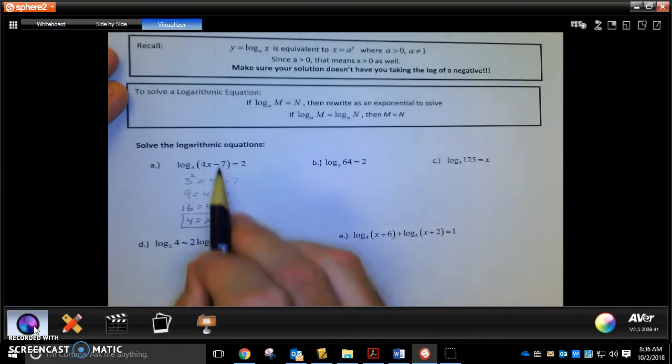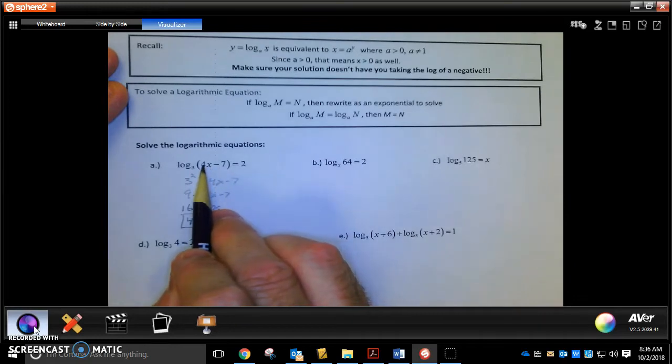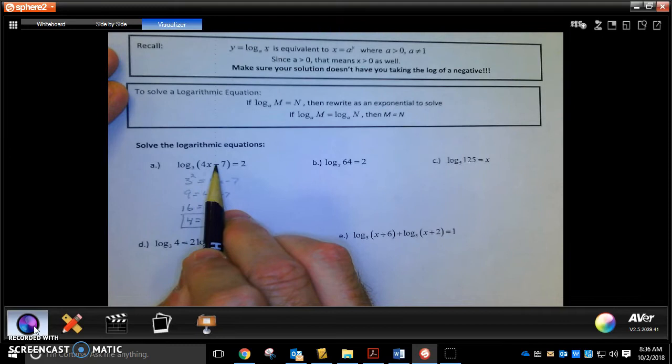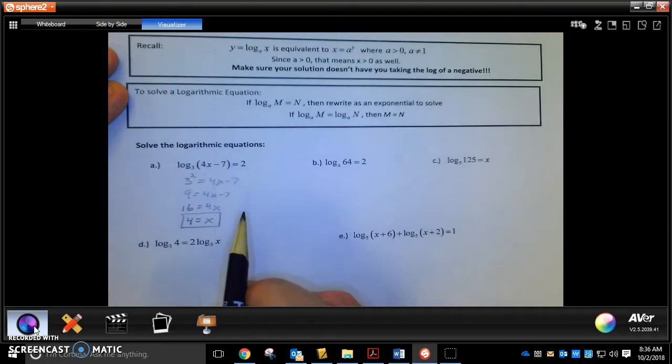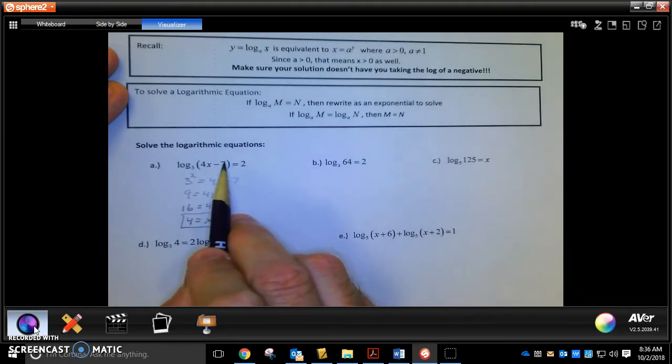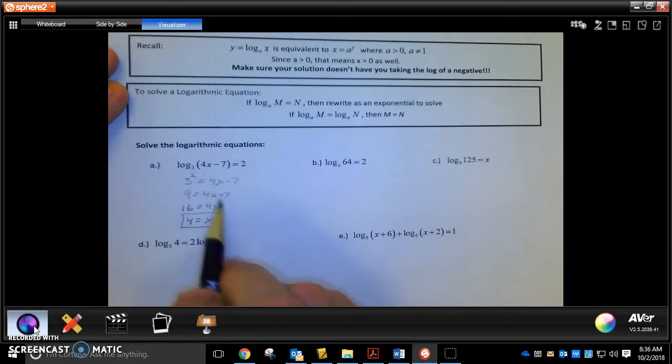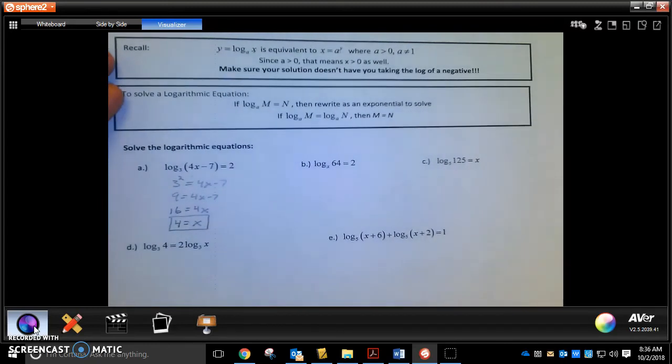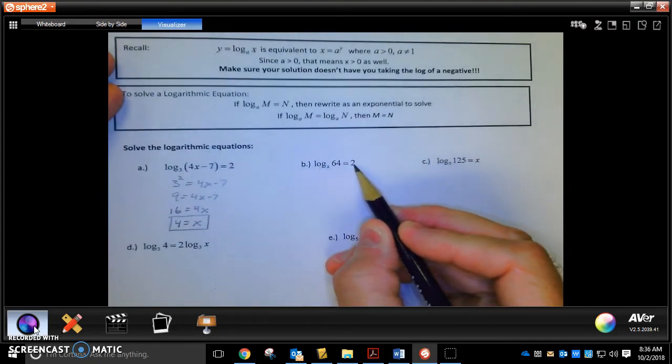If we take that 4 and plug it back in here, you're going to get 4 times 4, which is 16. Minus 7, which is 9. That's fine. That's a positive value. We can take the log of that. And matter of fact, log base 3 of 9 is equal to 2. So that works. The next example, again, I've got a log equals a number.